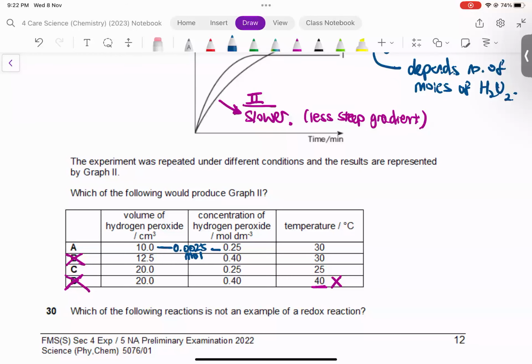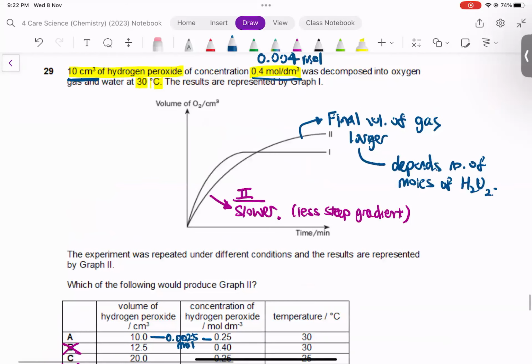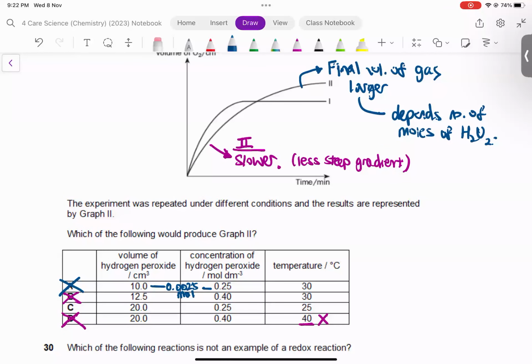If you compare 0.0025 in A versus the original 0.004, this will be wrong. This is lower, but you look at the final volume of gas is higher. So now clearly it cannot be this, it must be C. So you need to do mole concept calculations as well in this question to prove that the answer is C, because it has a larger number of moles of hydrogen peroxide. Okay?